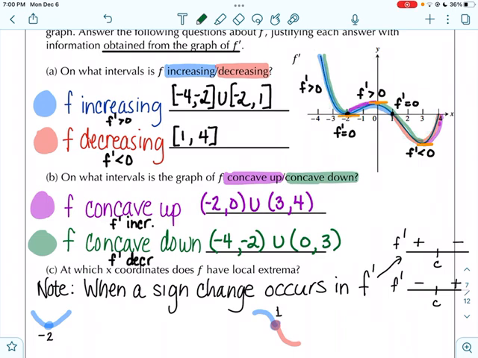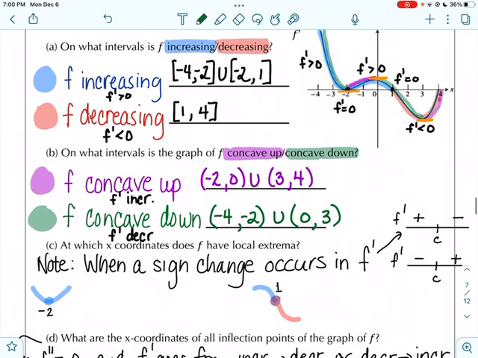Okay, so then we have, at which x coordinates does f have local extrema? That's when there's a sign change that occurs in f prime. Remember, where f prime goes from a positive to a negative at a critical point, or where f prime goes from a negative to a positive, you have extrema. Now in this first case, you have extrema that is a max, right? And here you have the case where you have a min. Okay, so let's see what happens.